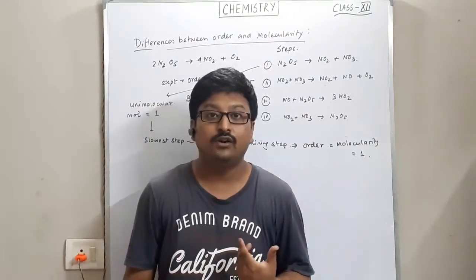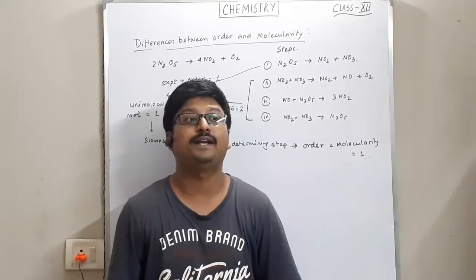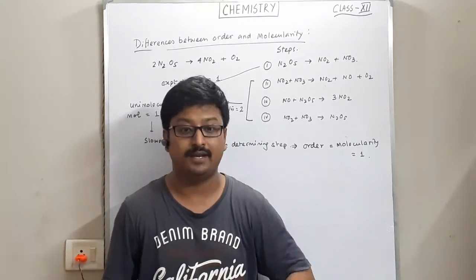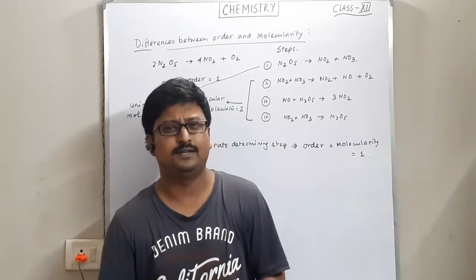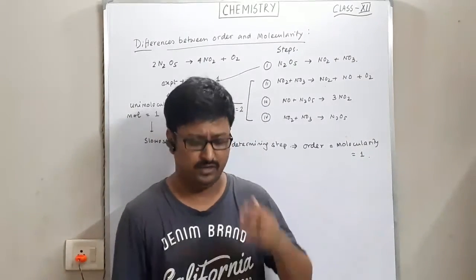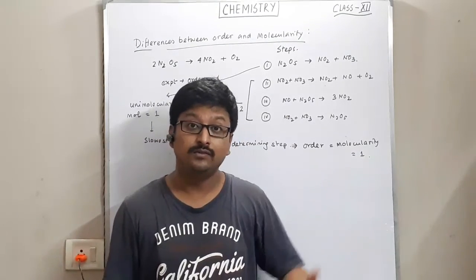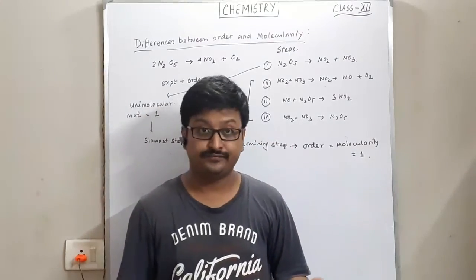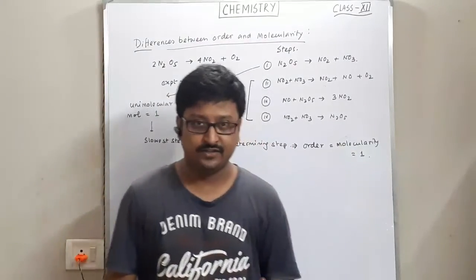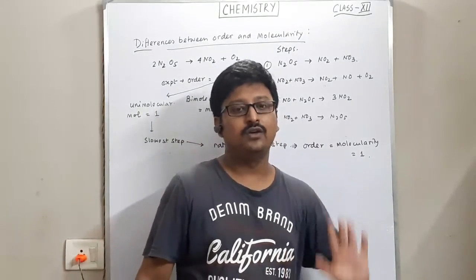In the next lecture, we will talk about how to determine the rate law of a particular reaction. We will use one example and some graphical methods, graphical techniques. There will be some calculation based on that. Then we will go directly to the different rate reactions: first order reaction, second order reaction, different kinds of reactions. Okay.